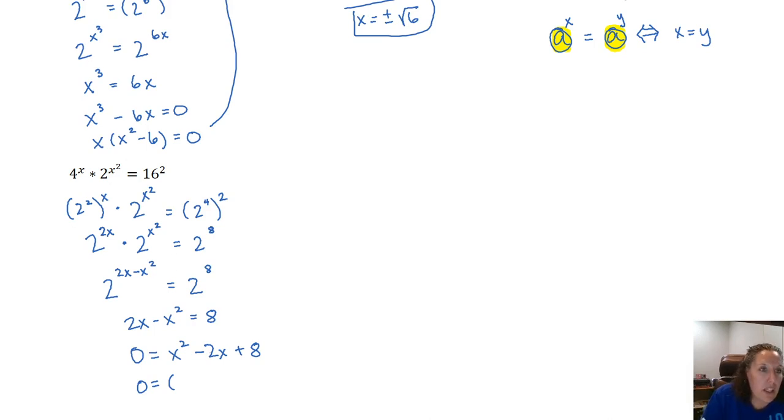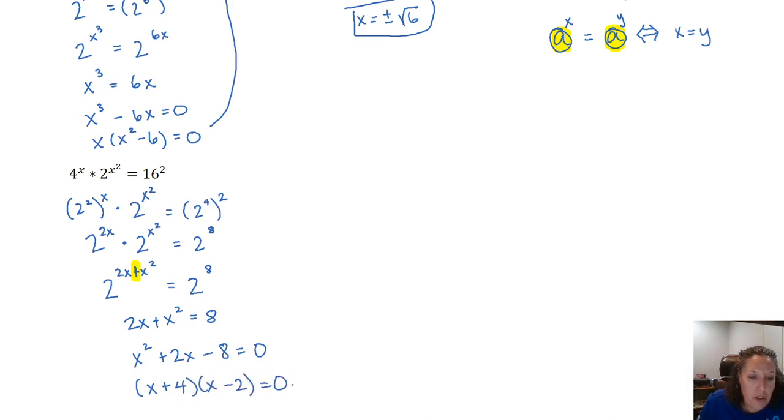Oh, I made a mistake. Let's go back and correct it. We had a power times a power, so we need to add those exponents. So please change that to a plus sign, which is going to change it to a plus all the way down. And so that means we actually want to move everything to the left-hand side. So our x squared is already a positive term, plus 2x, and then when we move that 8 over, we get a minus 8. All right, so now factors of negative 8 that add to 2 are going to be x plus 4, x minus 2 equals 0.